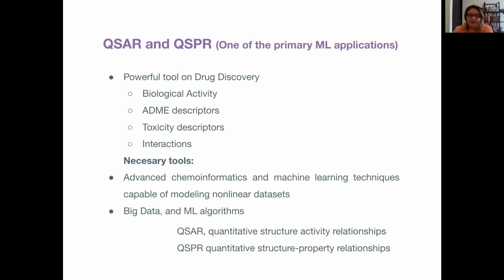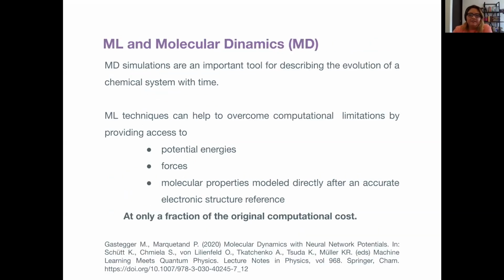Recently, I was reading that machine learning has also been employed in molecular dynamics. Molecular dynamic simulations are important tools because they describe the evolution of a chemical system in time. But we also know that this technique has several disadvantages.